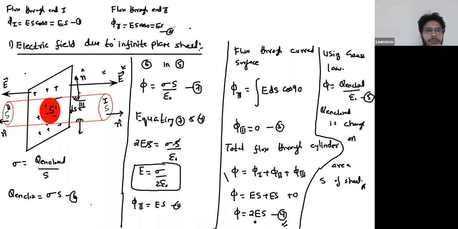After this, we calculated flux through the curved surface. For the curved surface, we consider a small element ds. The direction is upwards. So the angle between area vector and field is 90 degrees. So the flux through the curved surface is E ds cos 90, which is 0. Then we calculated the total flux through the cylinder, which is the sum of all. So ES plus 0, that comes out to be 2ES. Then we use Gauss law and write that flux is simply Q enclosed by epsilon naught.